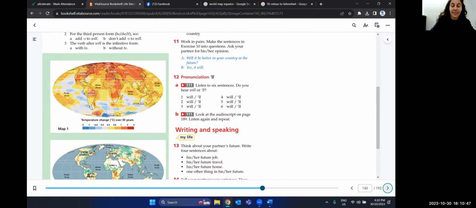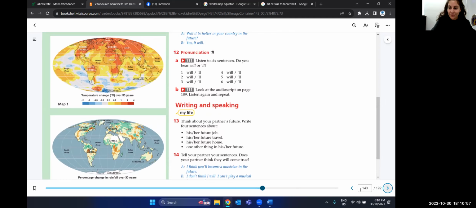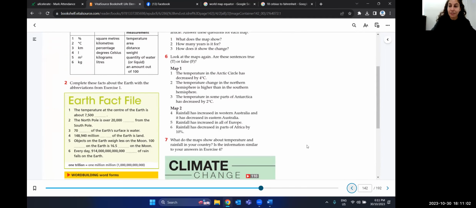The first one, temperature. The second one, rain. So what has happened to the world in 30 years? We can see. Okay, so I'll give you 1 minute to read it again for yourself and to do questions 6 and 7. And then we'll come back and look at some grammar. So questions 6 and 7, I'll give you 2 minutes.